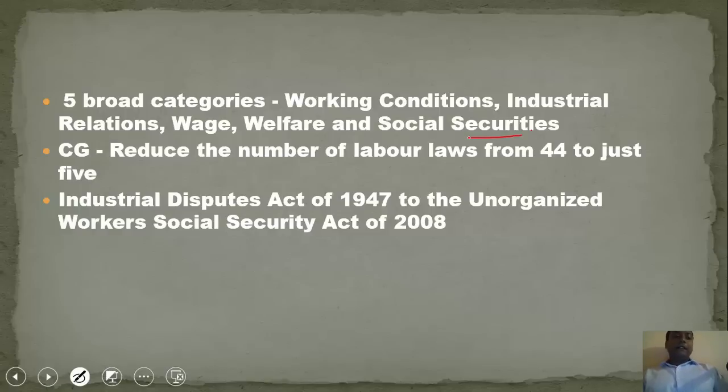Now the central government had decided to reduce the number of labor laws from 44 to just 5. At present there are 44 labor laws in the country, which is a hindrance to ease of doing business. So the central government had decided to reduce it from 44 to just 5. Now regarding acts, there are several acts, as we have seen there are more than 200 acts, ranging from the Industrial Disputes Act of 1947 to the Unorganized Workers Social Security Act of 2008.